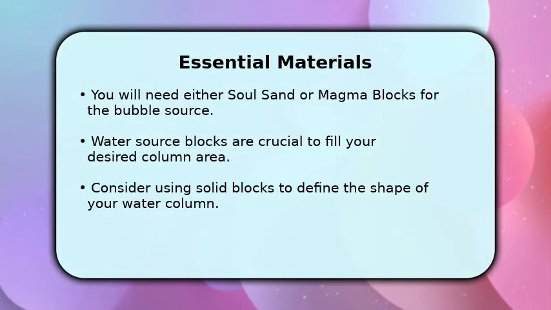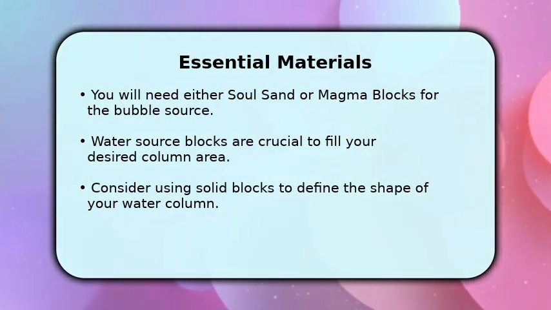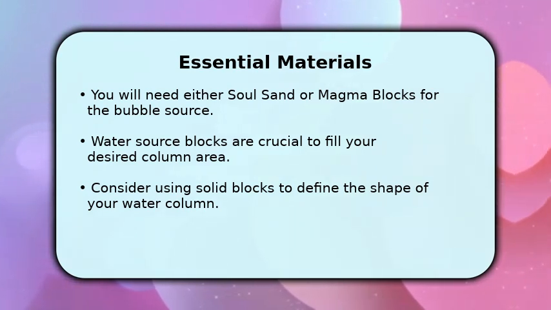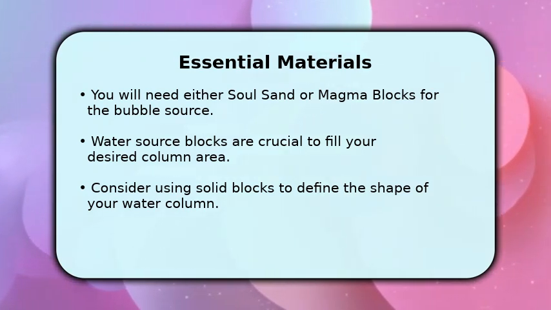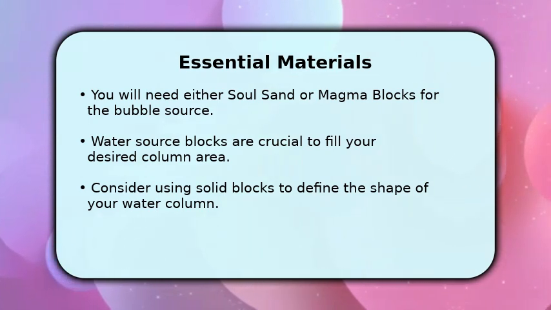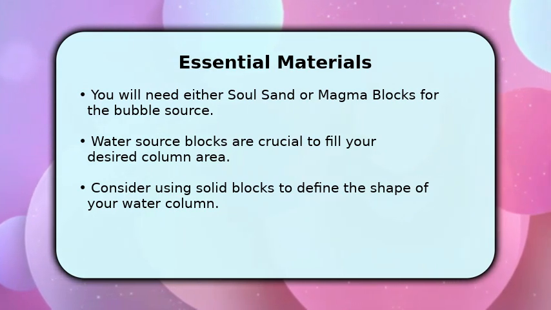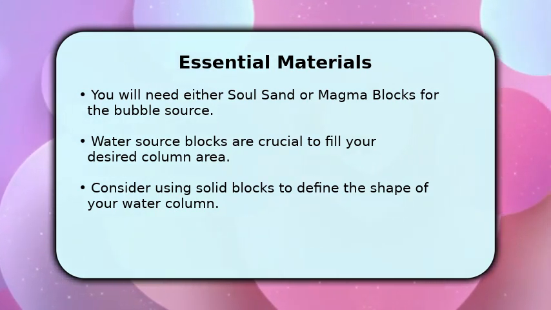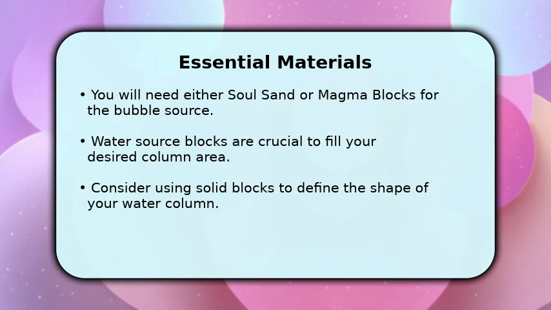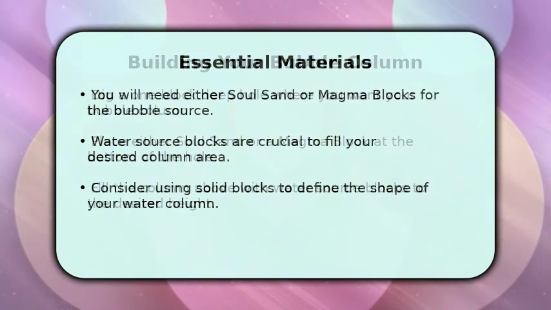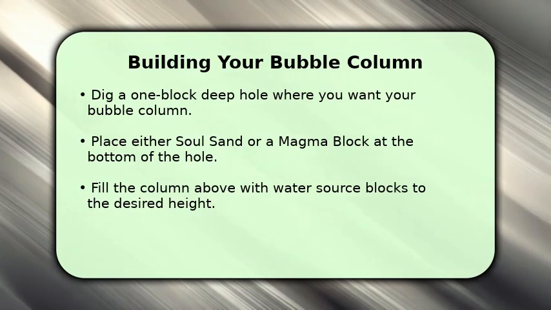To begin, you'll need just a few key items. The most important are either soul sand or magma blocks. Soul sand is found in the nether and creates an upward bubble stream. Magma blocks, found in the nether or underwater, generate a downward pull. You'll also need plenty of water source blocks to fill your column and any solid blocks to construct the surrounding structure.